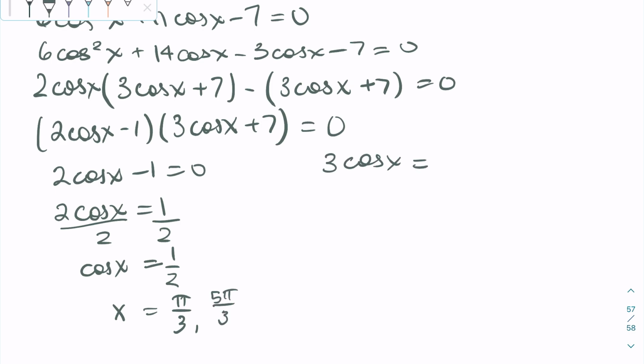We can also make the second factor equal to 0. Although this will result in extraneous solutions because cosine is never less than minus 1.